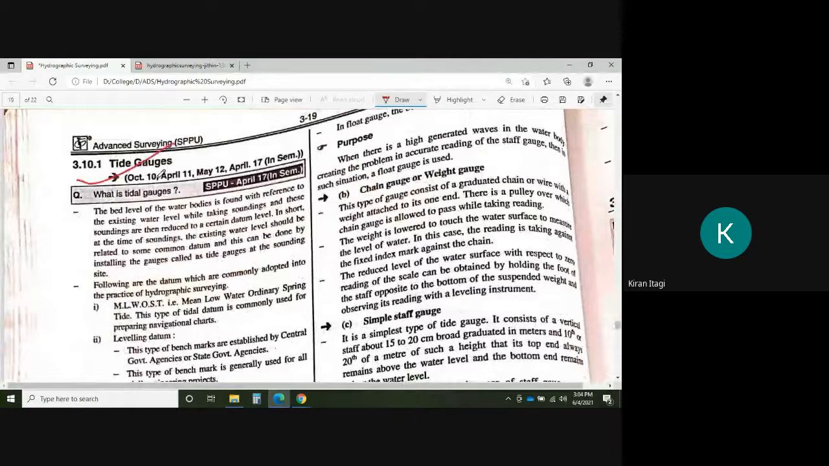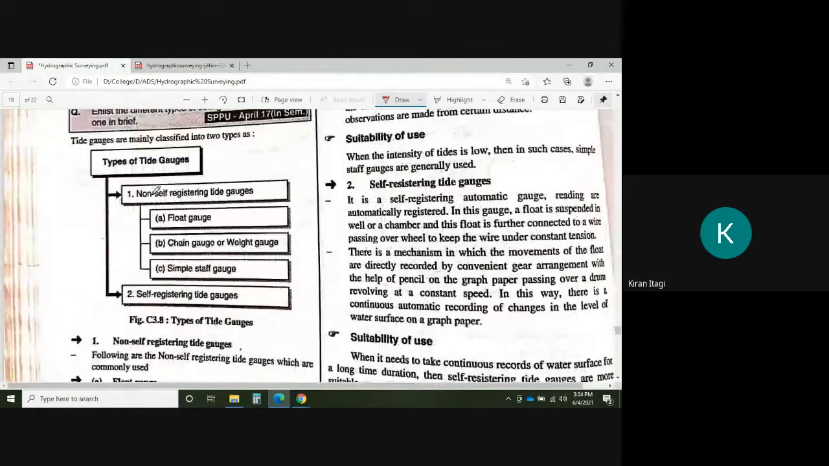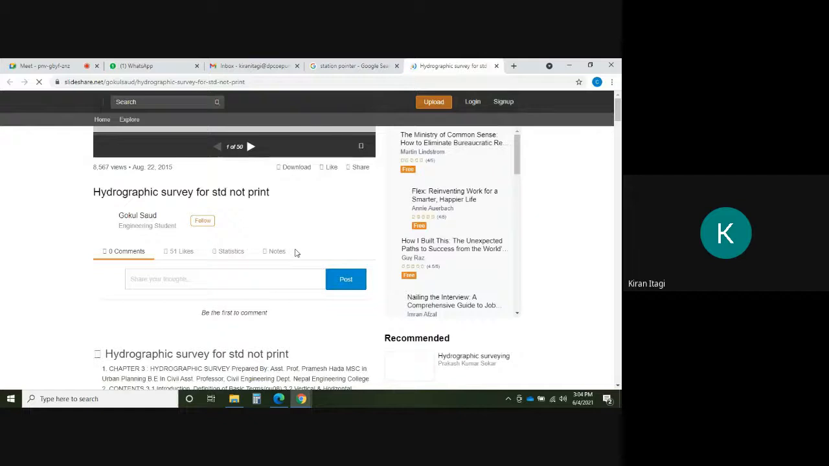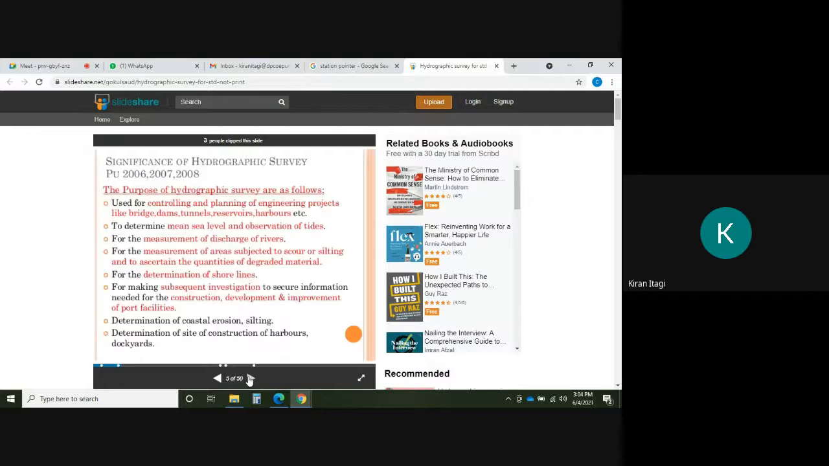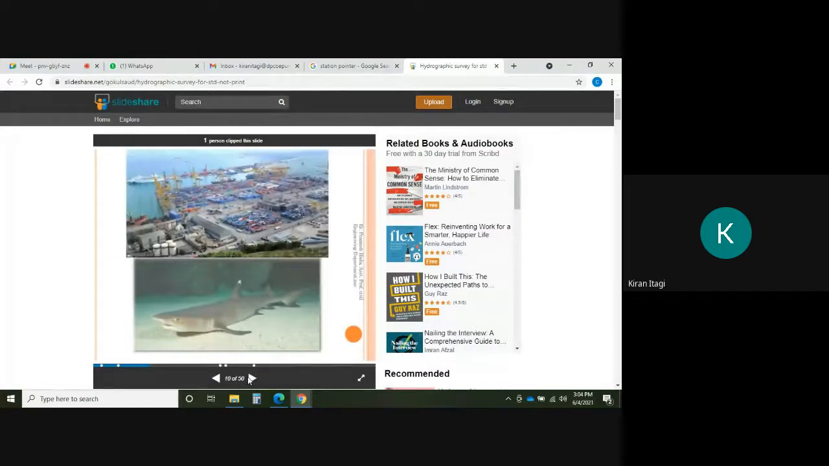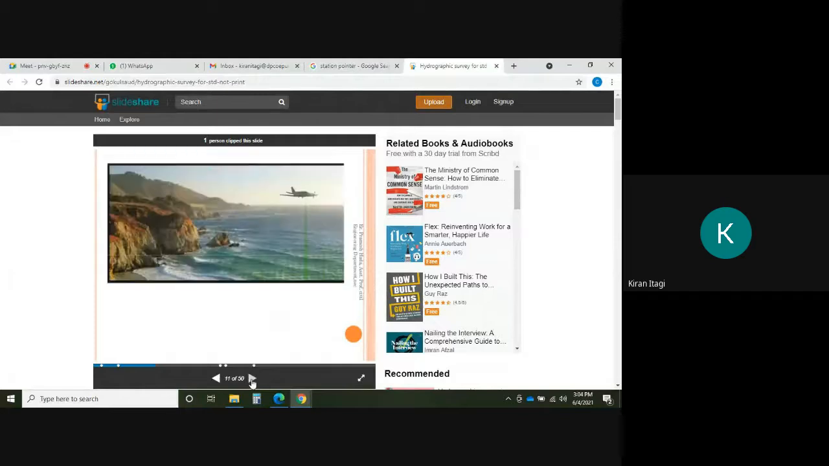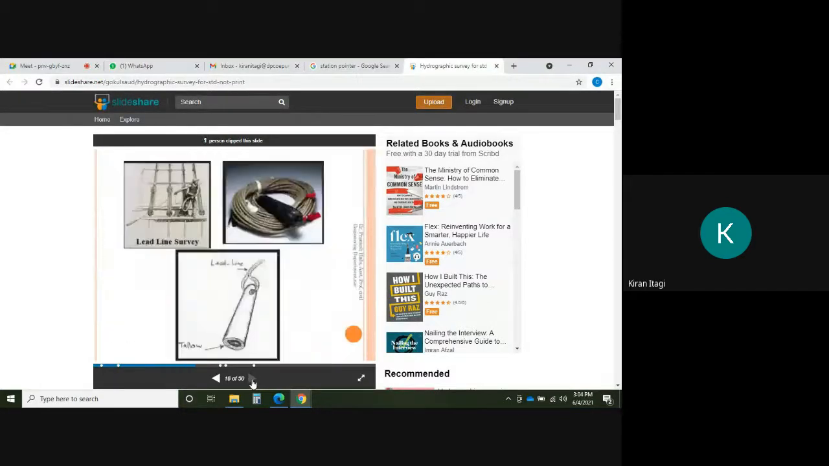Then we have tide gauges, and we have different types of tide gauges. The non-self-recording ones are the floating gauge, chain gauge, weight gauge and simple staff gauge, and then there is the self-registering gauge. I hope there is a figure. I will show you.